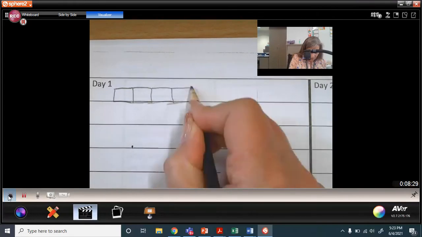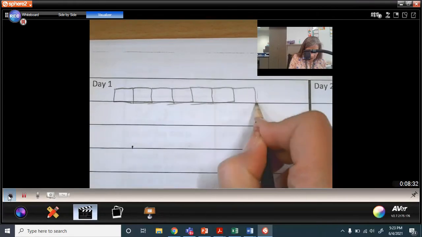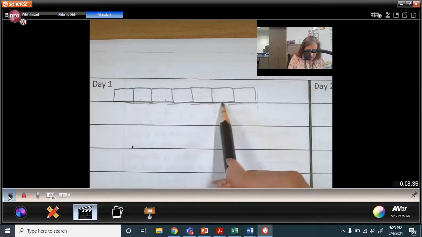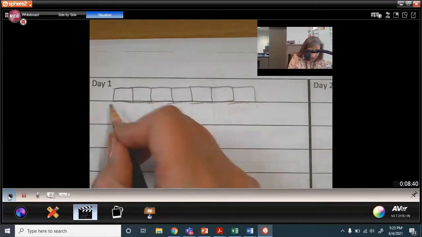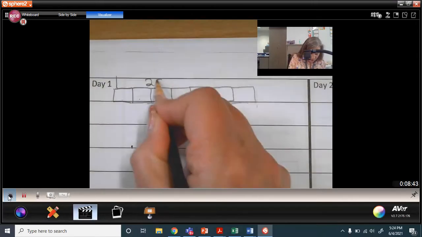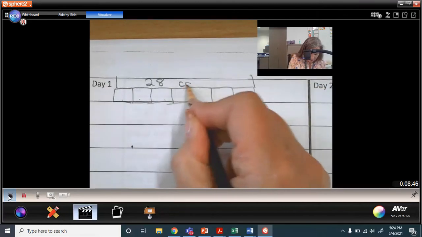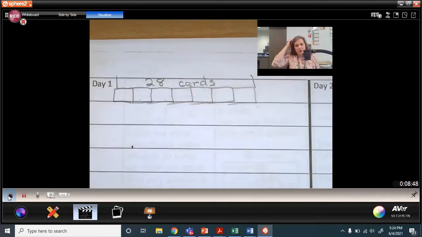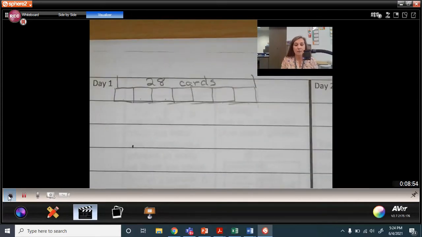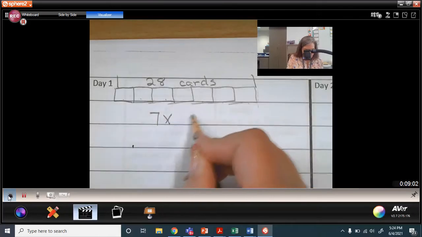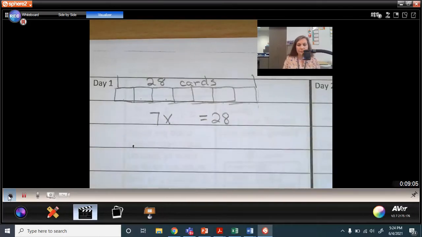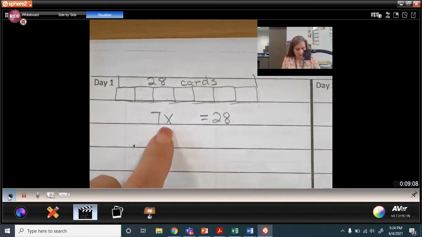And I'm going to take my 28 cards and I'm going to break them up between the 7 friends. So I'm going to take these 28 total cards that I already know that I have, and I'm going to separate them into the groups. Now, again, if you know your multiplication facts really well, and this is why I keep telling you guys, practice those multiplication facts, you would know how many cards you would need to finish up this multiplication equation. Okay? So 7 groups of what equals 28?